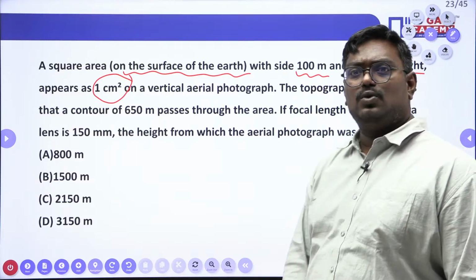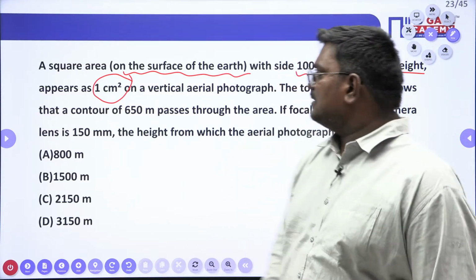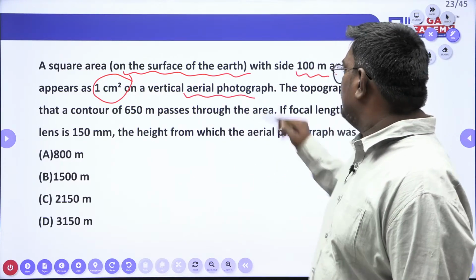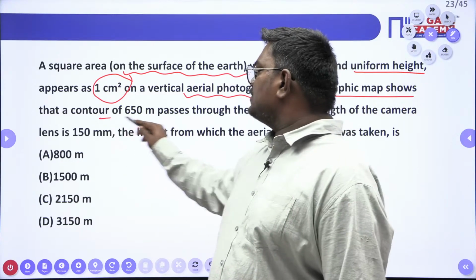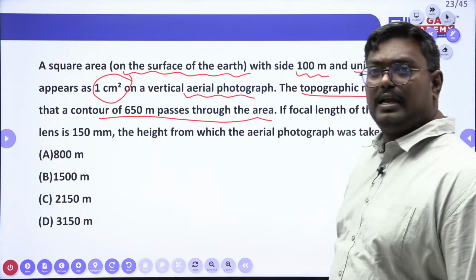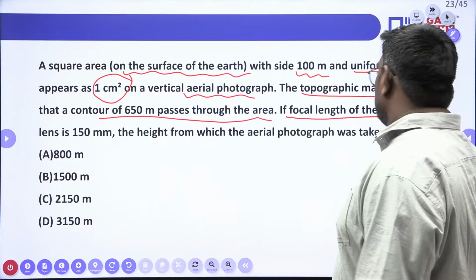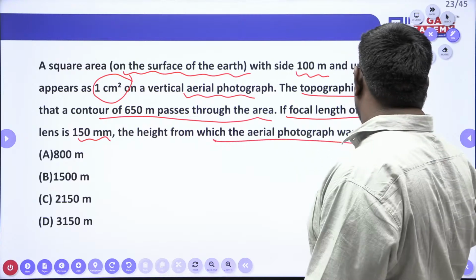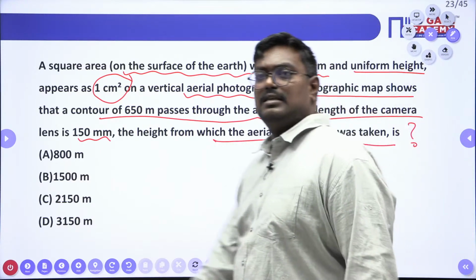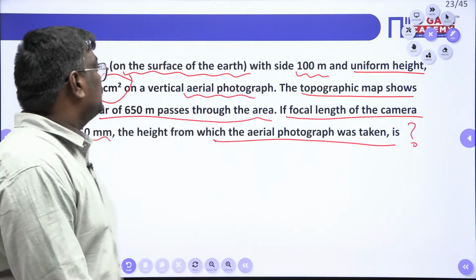on a vertical aerial photograph. The topographic map shows that a contour of 650 meter passes through the area. If the focal length of the camera is 150 mm, the height from which the aerial photographs are taken is? Can anyone tell me what the answer is, my dear students?